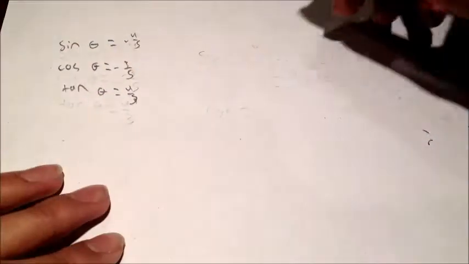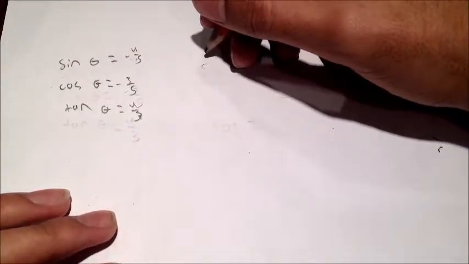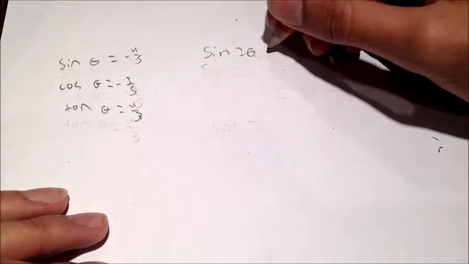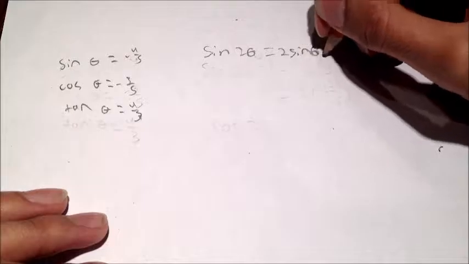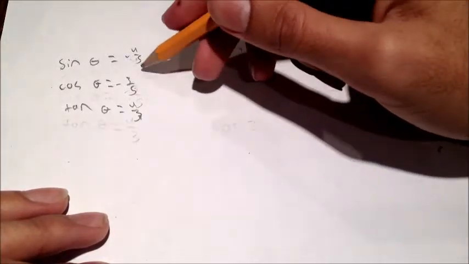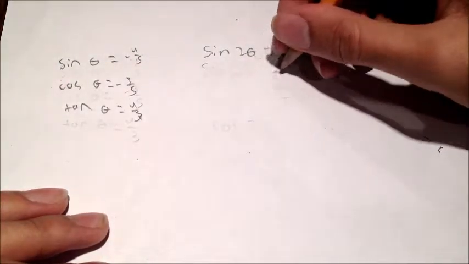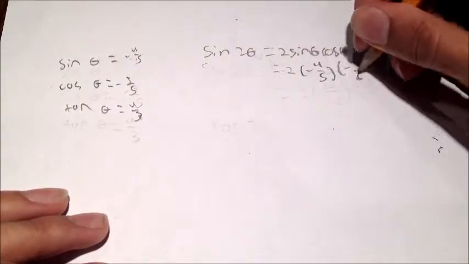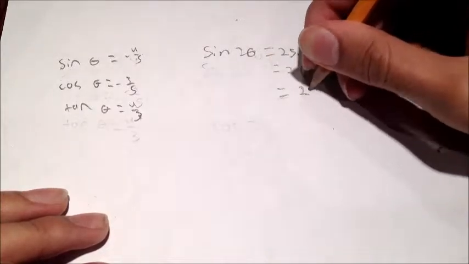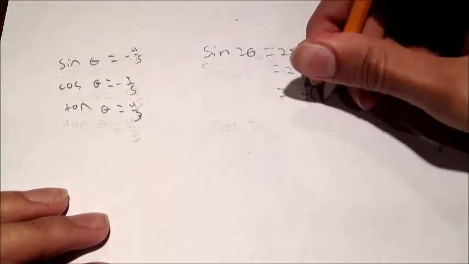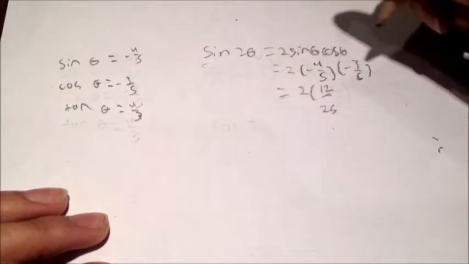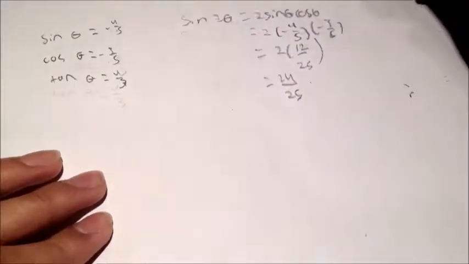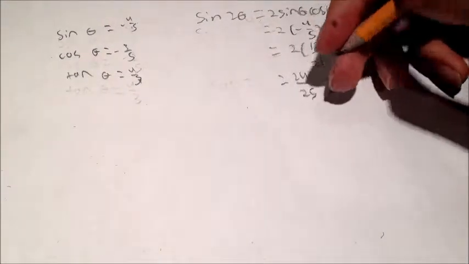Now that we know the values of each of the three ratios when they're at theta, we can sub these into the double angle formulas to find the exact value of each. So for sine 2 theta, it's equal to 2 sine theta cos theta. So we can sub in sine theta and cos theta here, which is then equal to 2 times -4/5 and -3/5, which is 24/25. And we can do this for cos 2 theta and tan 2 theta as well.